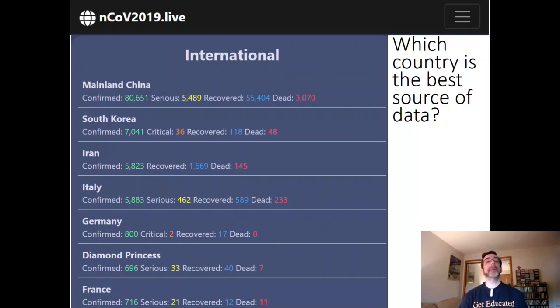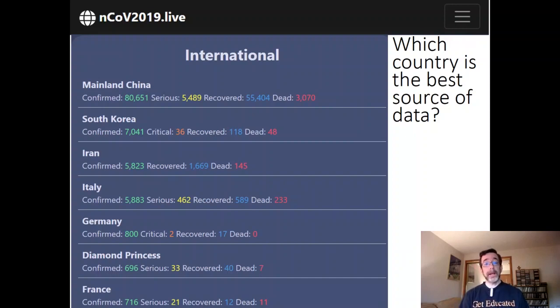Now, of course, you've got to remember all of these numbers have been collected by humans. They're being communicated by humans. And so you've got to remember it's not completely accurate. It's going to be plus or minus a little bit. The question is plus or minus how much. So we've got it separated out by country here. And the question is, which country has actually done the most systematic job of collecting the data?